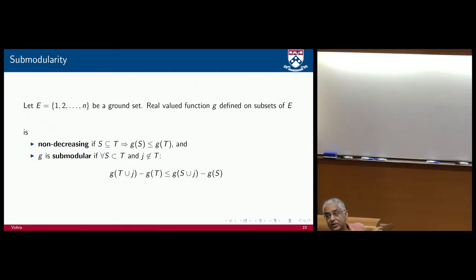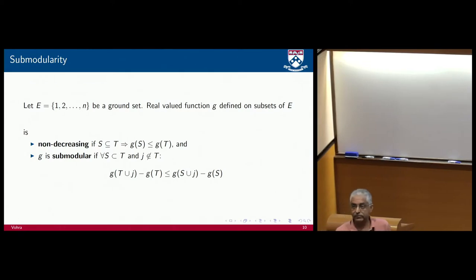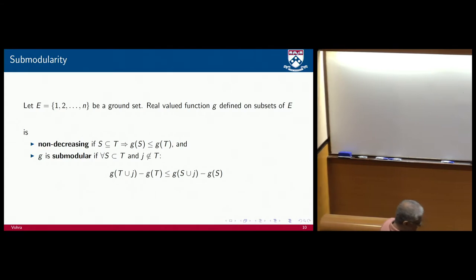So, a digression. Let me tell you something about submodularity. I have a ground set, 1 up to n, of elements. I have a real-valued function defined on subsets of E. That function is non-decreasing if the following property is satisfied. And here is submodularity, which I think should be familiar to all of you. We typically interpret this as the discrete analog of concavity. In other words, if T is a bigger set than S, and I add something to T, this discrete derivative is smaller than if I added that same thing to S.